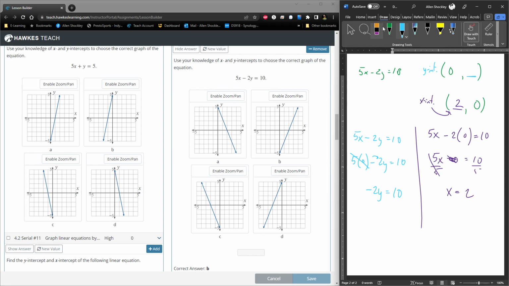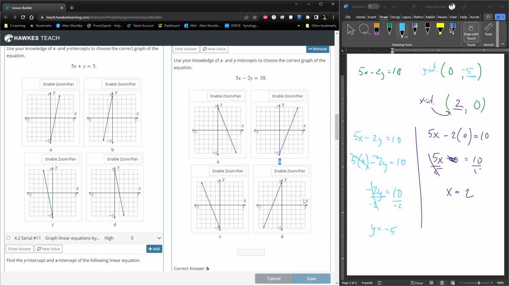So how do I get rid of this negative 2? Well, it's touching the y, so I'm going to divide by negative 2, because whenever things are touching, they are multiplying. So here, y equals negative 5, so I can go up here and say my y-intercept is 0, negative 5. So which one of these has a blue line at negative 5? Well, if I go down here, negative 5 on the y is down here. There is no blue line here. That's up there. And so for us, our answer is going to be B.